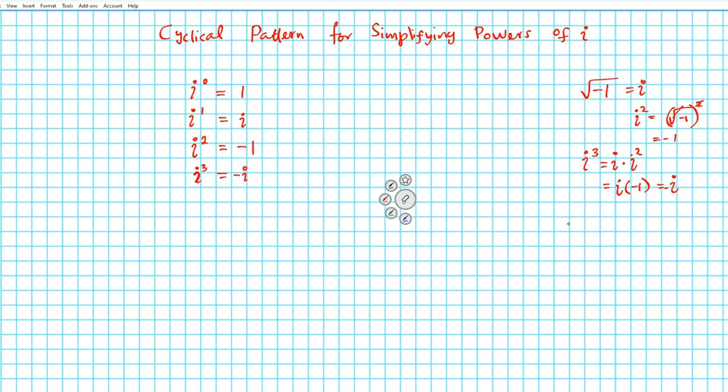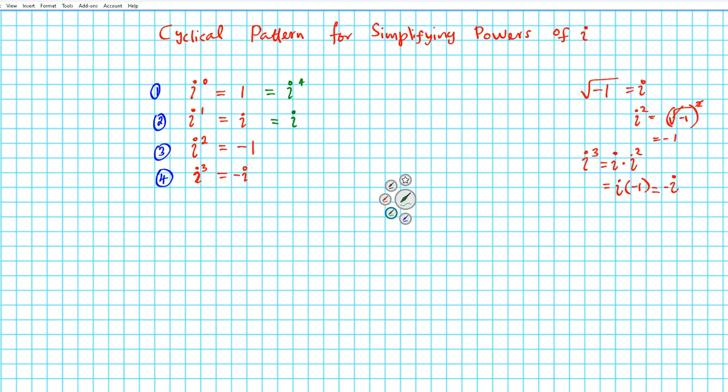Okay? So what you just have to remember is that there are 4 rows for simplifying powers of i. So this is row 1, row 2, row 3, row 4. Why are there only 4 rows? Well, because when you go to higher powers, you cycle back to the top. For example, after i to the third, the next is i to the fourth. Guess what? i to the fourth is exactly the same thing as i to the 0th power. And then i to the 5th power is basically i to the first power.